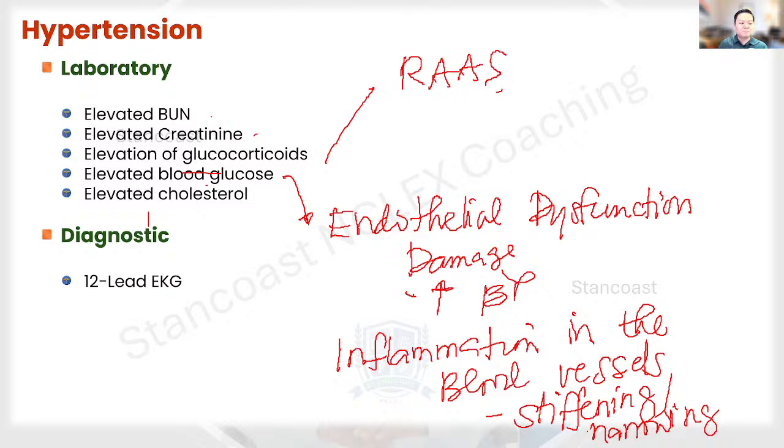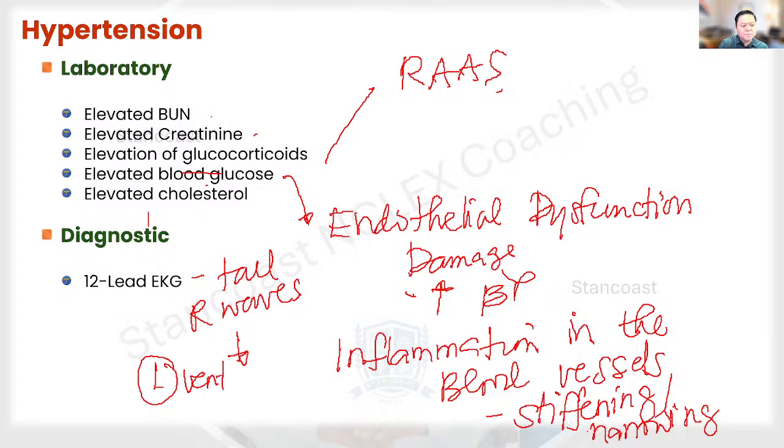All right. So the first one here is a 12-lead EKG, which is going to evaluate the cardiac function. It can show tall R waves. And this is going to signify that there is already a left ventricular hypertrophy.